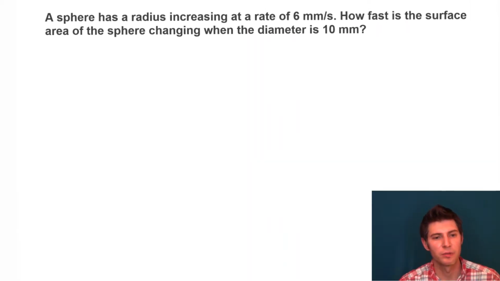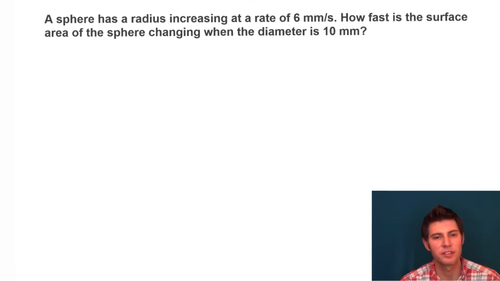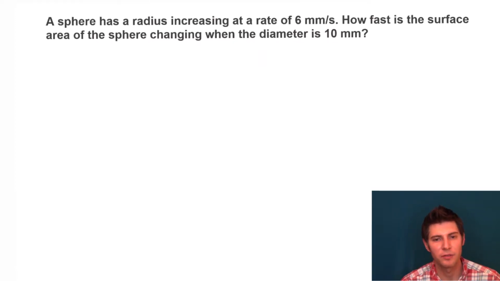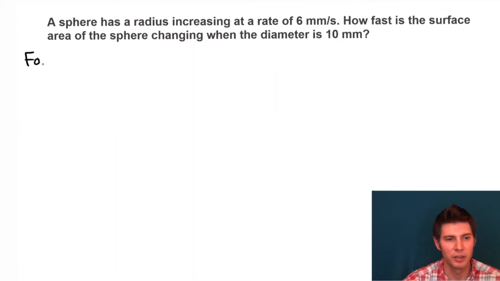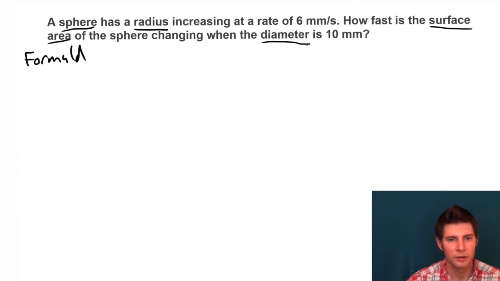A sphere has a radius increasing at a rate of 6 millimeters per second. How fast is the surface area of the sphere changing when the diameter is 10? So first thing, formula. So we're dealing with the sphere again. We have a radius and we have surface area. And we also have diameter, but that's just basically radius. So we're going to use surface area of a sphere. I don't know if you remember what that was, but it's area equals 4 pi r squared.